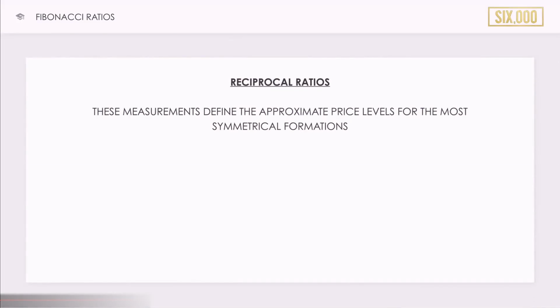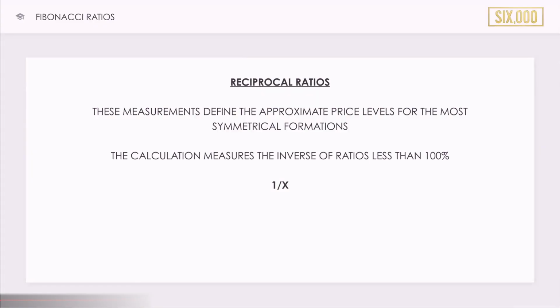Now these measurements define the approximate price levels for the most symmetrical formations. The calculation measures the inverse of ratios less than 100%. And the way we do this is 1 divided by x. So 1 divided by 0.618, for example, would give us 1.618. This is the inverse ratio relationship.